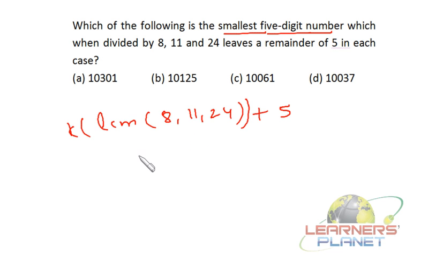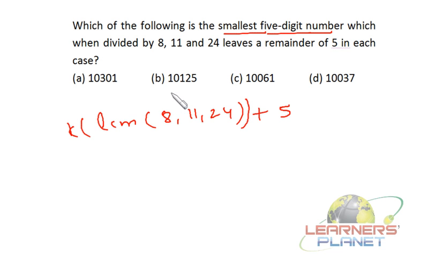This is the regular method. First of all, you have to find out the LCM of this. Then you have to choose a number which is of 5 digits, and then you have to add 5 to it. But we can even go for a smart technique or a short technique, which we are going to discuss now.